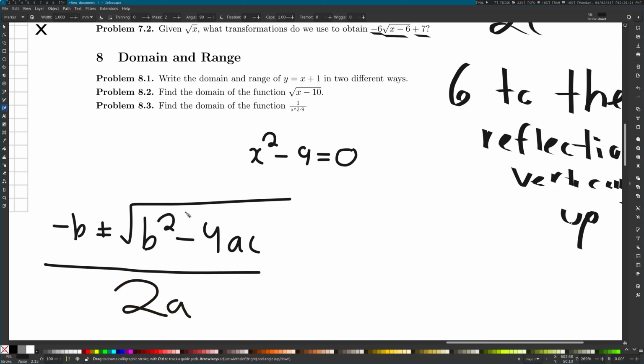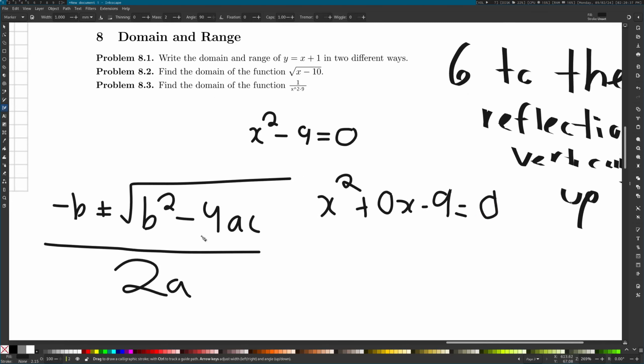Okay, as someone said, we're gonna use the quadratic formula for this problem. So x squared plus 0x equals 0. I didn't know you guys were sadists, by the way. Okay, so we have negative 0 plus or minus the square root of 0 minus 4 times 9, divided by 2.